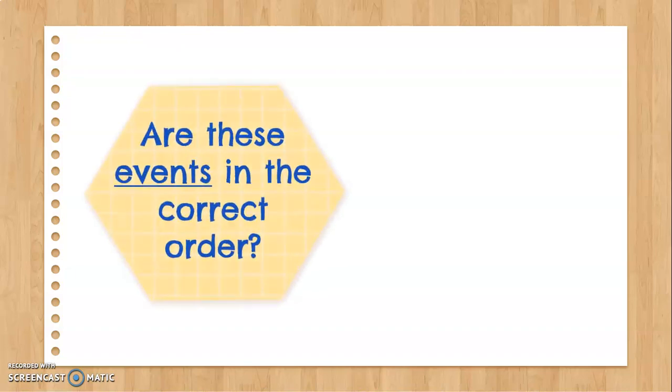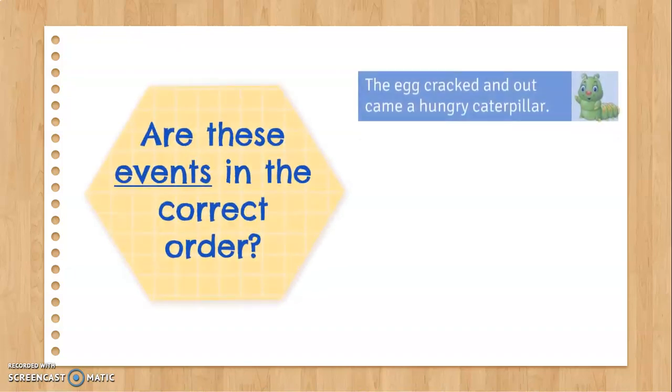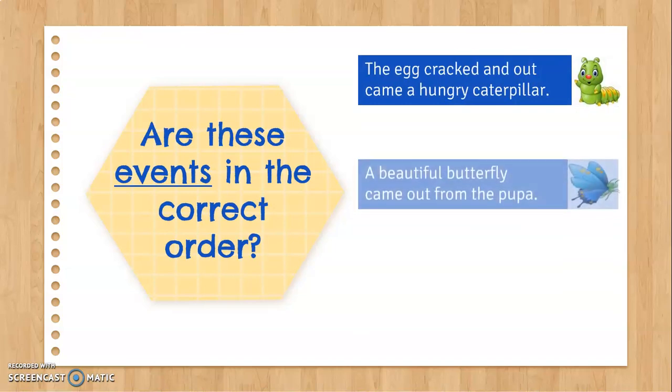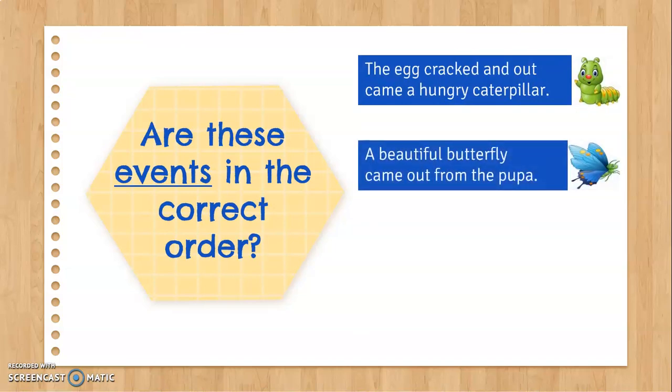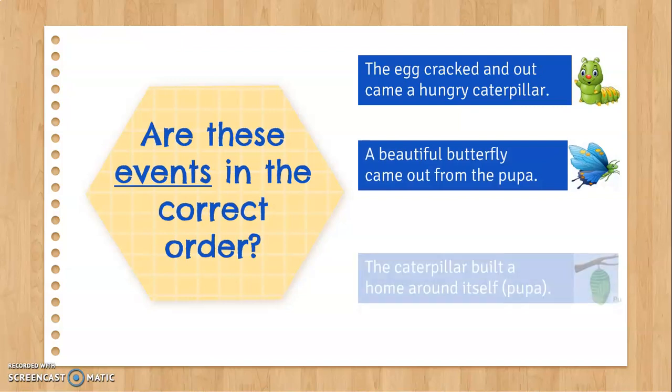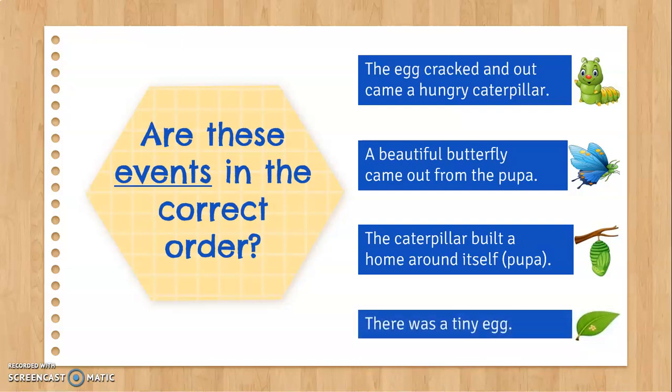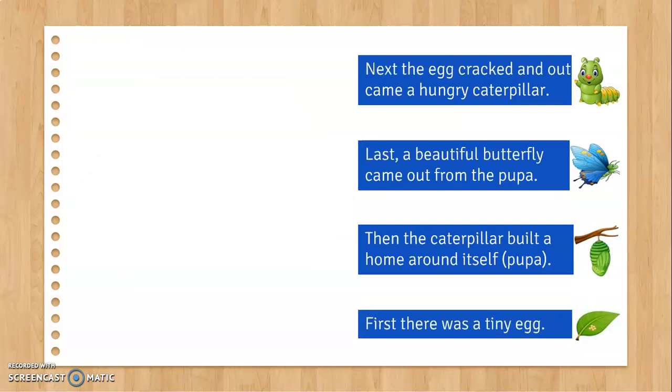Are these events in the correct order? Let's have a look. Did the caterpillar come first? Did the butterfly come after the caterpillar? I don't think so. The caterpillar made a house which was called the pupa, and from the pupa the butterfly came. So what came first? It was the egg.